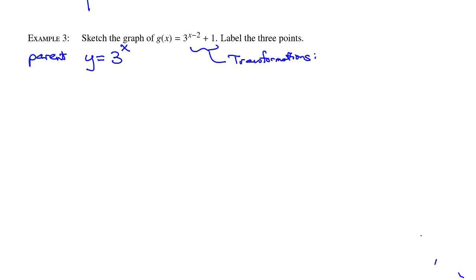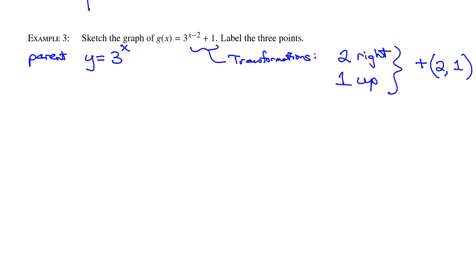So x minus 2 in the exponent means that the function has been shifted 2 to the right. And the plus 1 on the outside means that the function will be shifted 1 up. Now, one thing that you can think about is turning this into how you change the points. Since you're going 2 to the right, you add 2, and you're going 1 up, you add 1 to any of the base points that you have from your parent function.